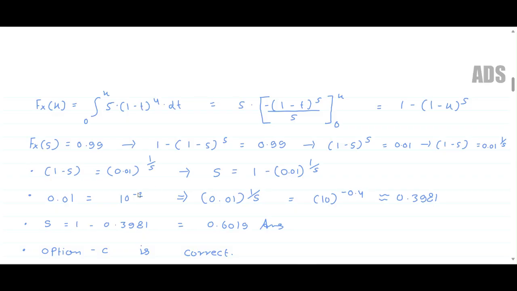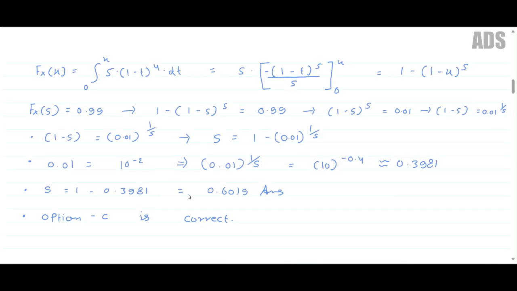We know that 0.01 is 10 to the power minus 2. So, 0.01 to the power 1 by 5 is equal to 10 to the power minus 0.4, which is ultimately equal to 0.3981. So, the value of S will be 1 minus 0.3981, which is 0.6019. So, the correct option for this question is going to be option C.